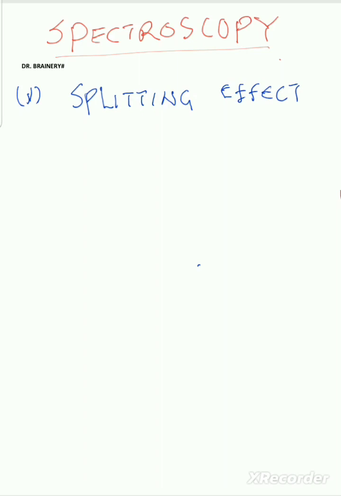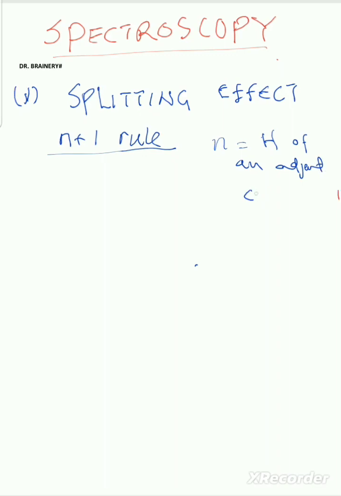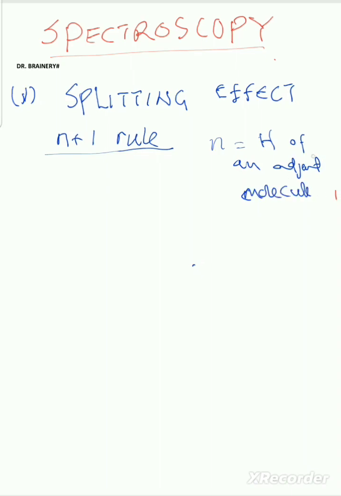We need to know how these functional groups, which I've looked at in IR, how these CH are connected, how they are coupled. All right, so here we use the N plus 1 rule, because they will show some signal peaks, and N plus 1 can be used to determine the multiplicity of these peaks. So the N plus 1 rule helps us know the number of peaks in NMR. Here in N plus 1, N means the number of hydrogen of an adjacent molecule.